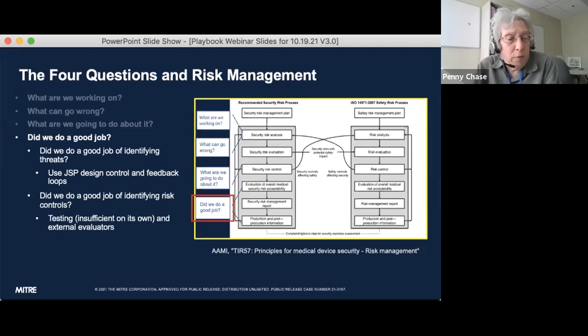Then did we do a good job of identifying risk controls? AAMI TR 57 talks about testing, but testing is insufficient on its own. You find what you test for. And so one thing that's been suggested by some of our stakeholders is bringing in external evaluators who were not involved with developing the threat model, but can serve as a fresh pair of eyes. Next slide.